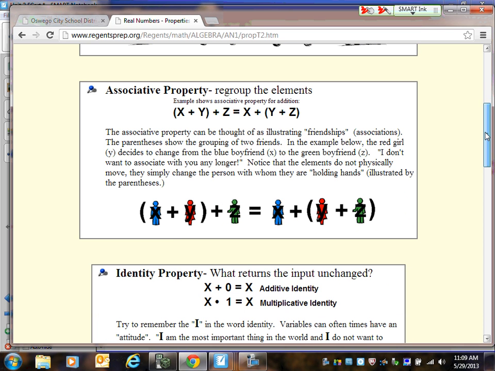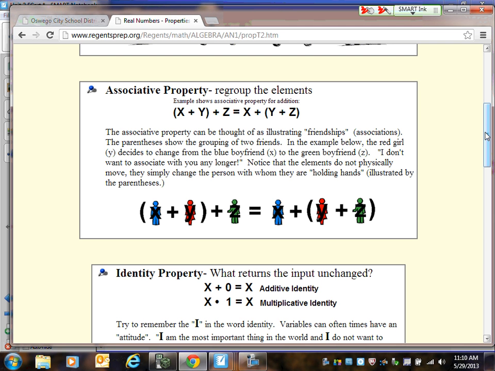Now here is the associative property illustration, and this one is really cute. It gives a situation: 3 friends go to the movies, and the red person is in the middle, and she's sitting between the blue person and the yellow person, and then they have a little argument during the movies.